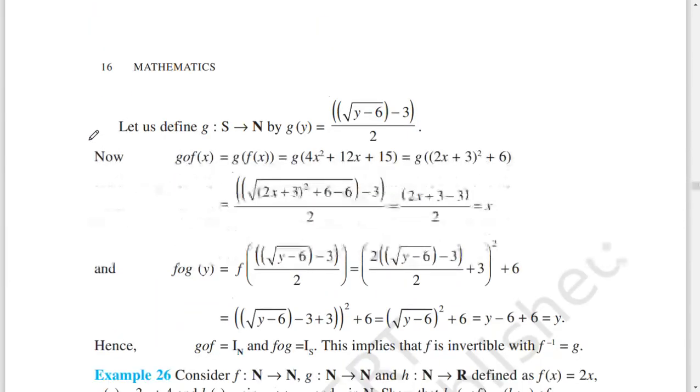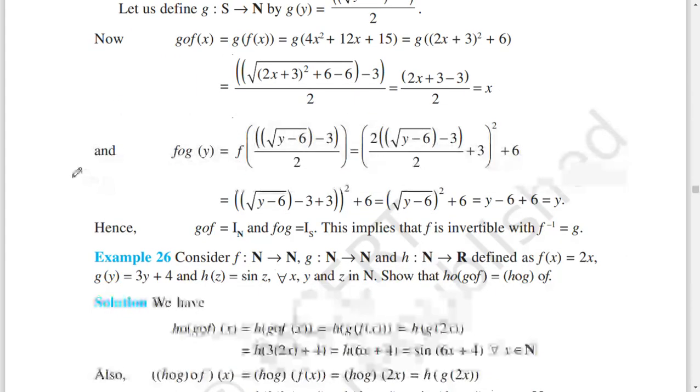Let us define g: S → N by g(y) equal to root of (y minus 6) minus 3, by 2. Now g of f(x) equal to g of 4x squared plus 12x plus 15 equal to g of (2x plus 3) whole squared plus 6 equal to root of (2x plus 3) whole squared plus 6 minus 6, minus 3 by 2 equal to (2x plus 3 minus 3) by 2 equal to x.